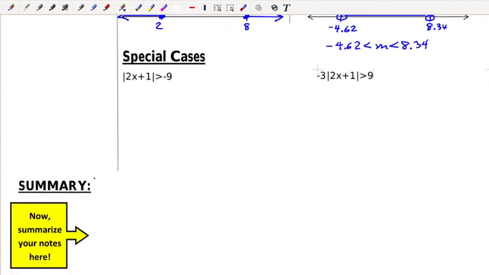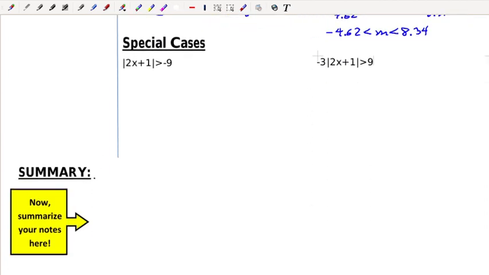Last few things, special cases. There are some special cases that we want to take a look at really quickly now. And that is something like this. Absolute value of 2x plus 1 is greater than negative 9. Now we can't have an absolute value equal a negative number, but we can have it be greater than a negative number. In fact, all numbers that you plug in will give you a number greater than a negative number because it's either going to be 0 or positive, which is always greater.